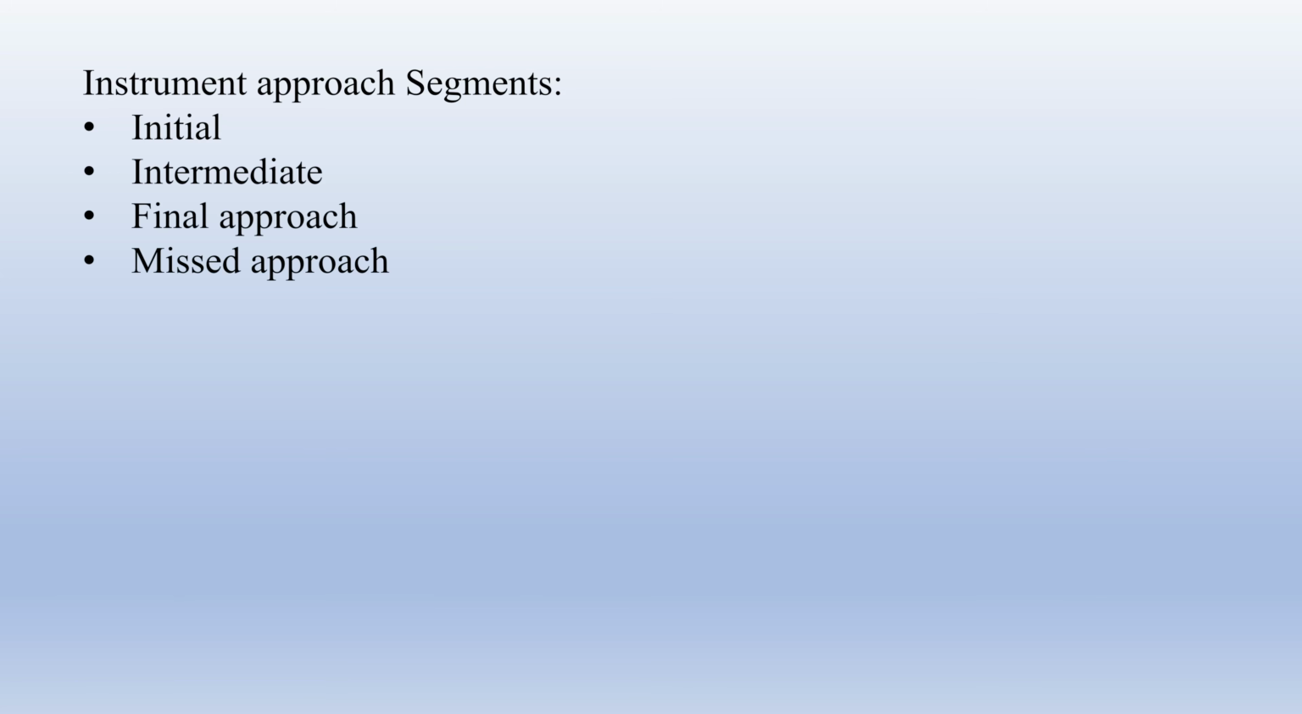Approaches are typically divided into four segments: initial, intermediate, final approach, and the missed approach segment. Let's take a look at how these segments are put together to make an approach. We'll talk about the purpose of each segment, starting at the runway and working our way backwards, and then we'll talk about the missed approach.